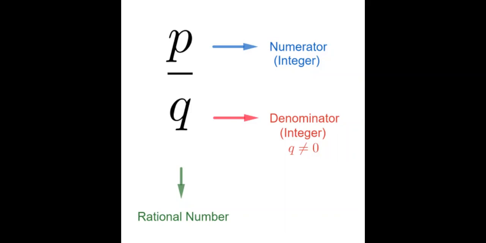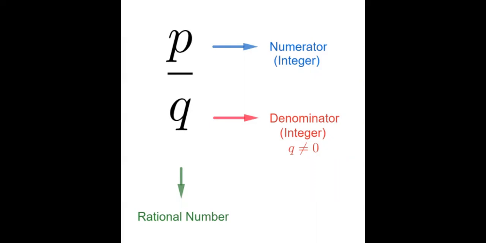Rational numbers are numbers in the form of a fraction. So they have a numerator and then you have a denominator. Now, your numerator has to be an integer, either a positive whole number or a negative whole number.